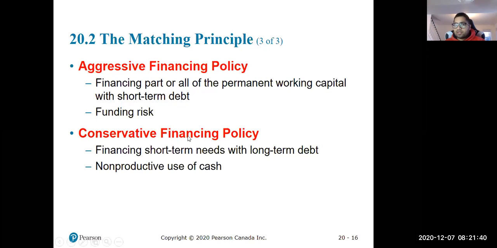Conservative financing policy means financing short-term needs with long-term debt, but it can result in non-productive use of cash. Sometimes the demand may be weaker than your projection. In that case, you may have surplus cash that has no use.